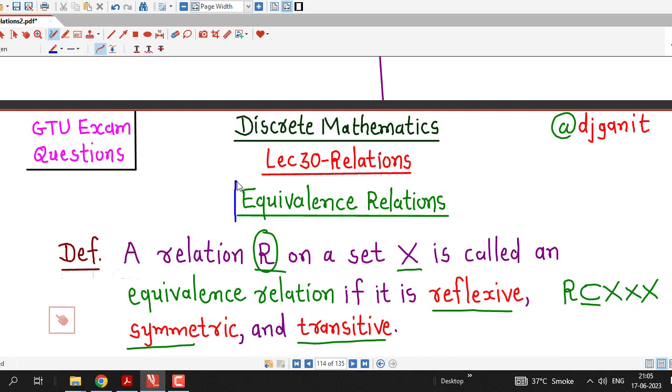So this is all about this session. In upcoming lectures we will be discussing more problems on equivalence relations.